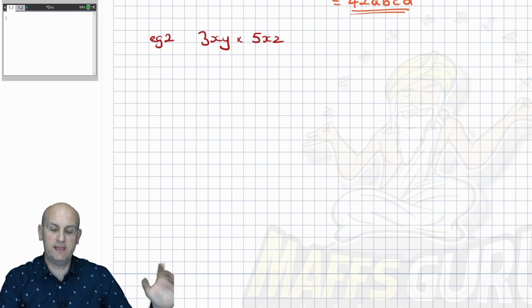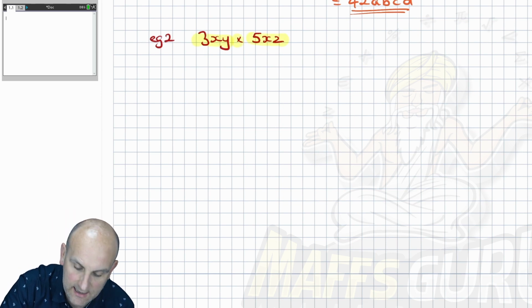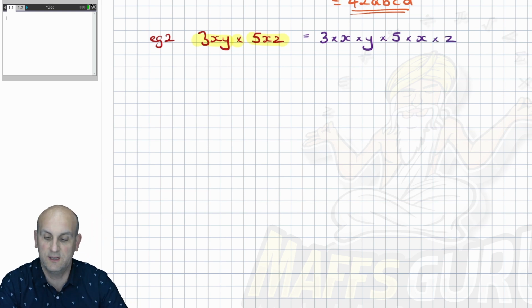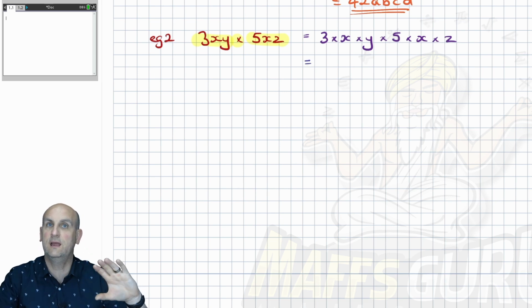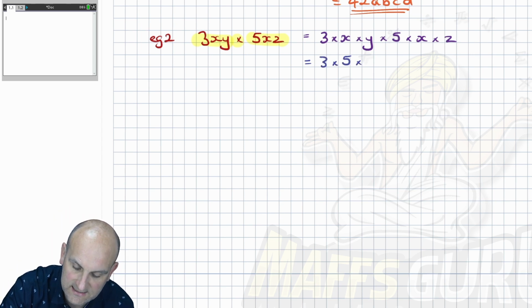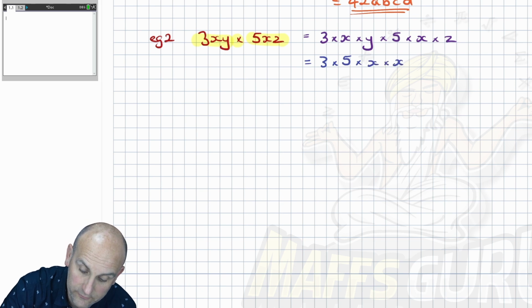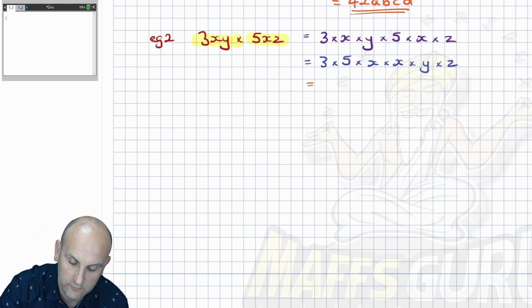And here's another example, 3xy times 5xz. All right, so how many terms do we have? We've got 2. They're connected by a times, which means I can now expand it. So 3 times x times y times 5 times x times z. We have to be very careful with our z so that it doesn't look like a 2, or we can make silly mistakes. Equals, what are we going to do now? So we've expanded, we now reorder. So 3 times 5, numbers first, then letters in alphabetical order. So x, there's 2 of those. There's 1 y, and there is a z. Right, so we've done that.